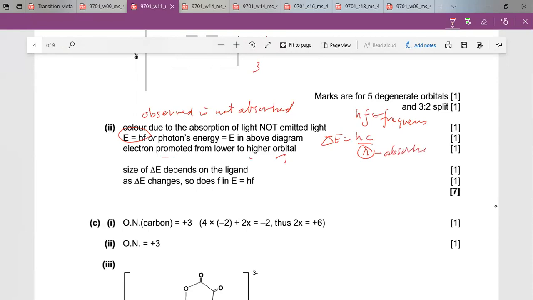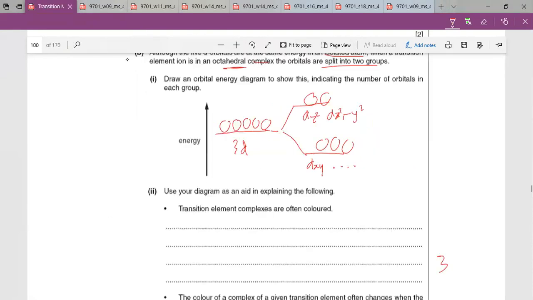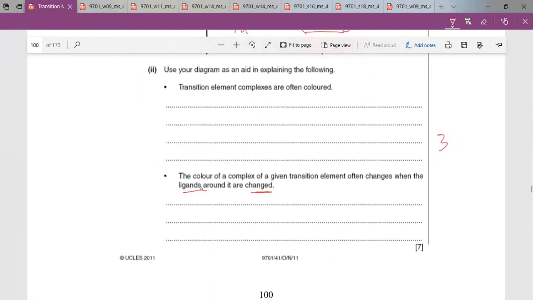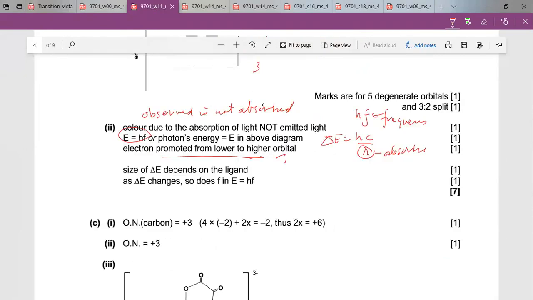Okay, electron promoted. Now why is it a different color for different complexes? See here, they ask you why. The color of a complex given a transition metal often changes with the ligands around it. Why? Simple reason here.